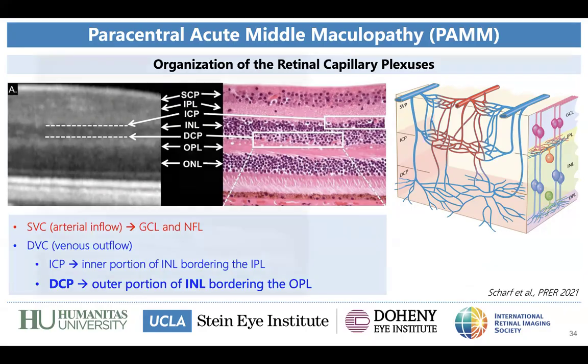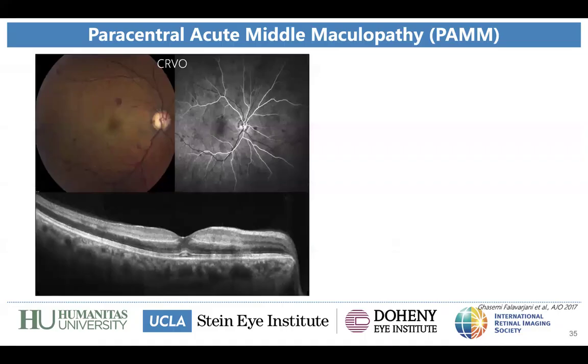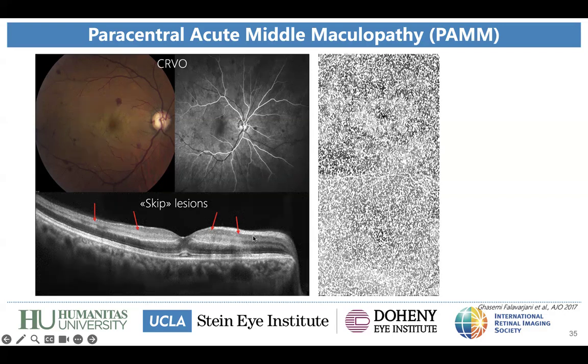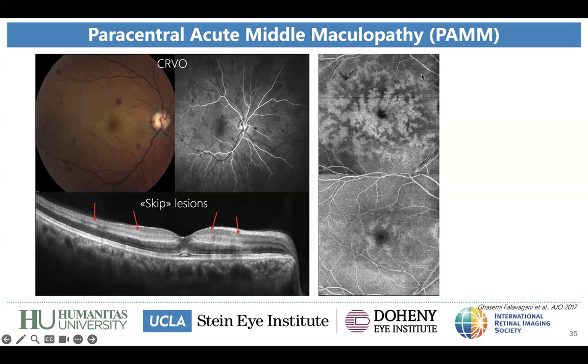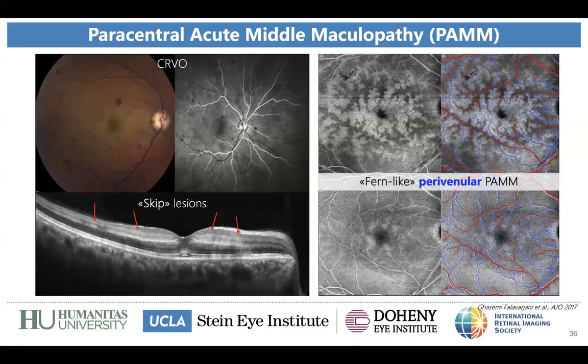Infarcts at this level can cause PAM lesion, paracentral acute middle maculopathy. This is an example of CRVO, where we can notice the presence of these hyperreflective lesions at the level of the inner nuclear layer in a skip configuration. Using alpha OCT, at the level of the middle retina, we can visualize, also thanks to overlay of the arterial and venous vessels, this typical fern-like perivenular PAM pattern.